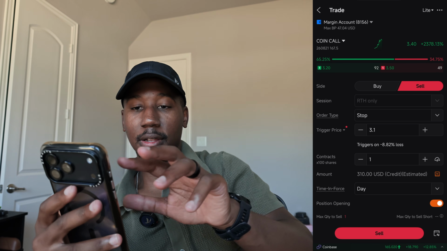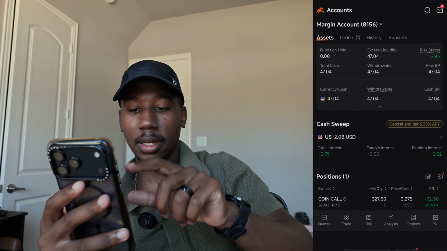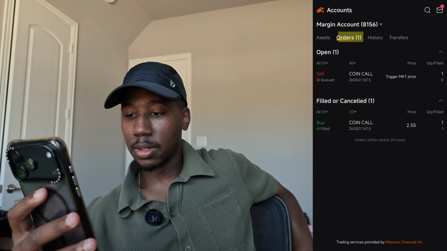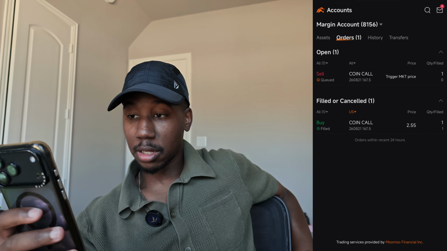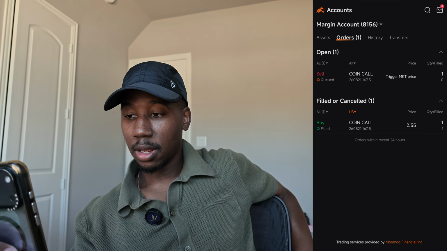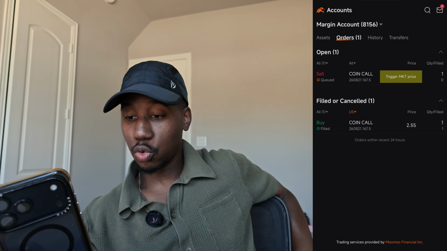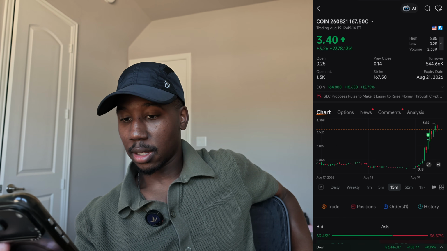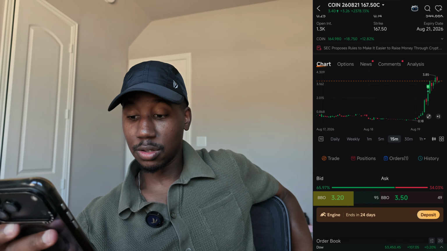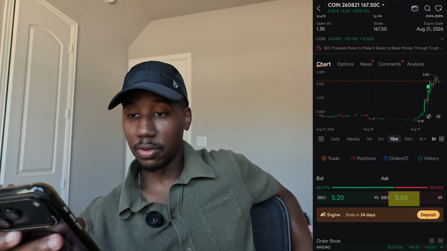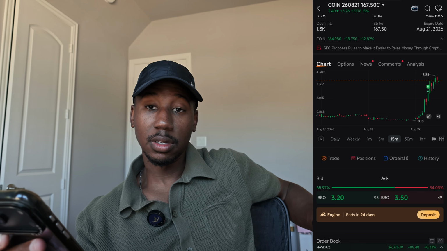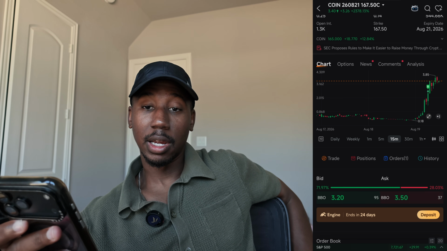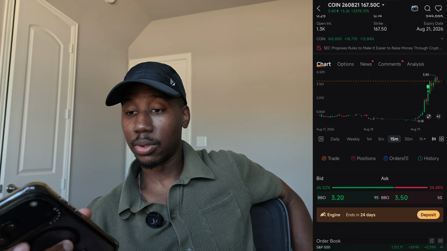All right, and looking at it, if we go back, look at the position and look at my orders, you can see I bought this for $255. I have a market price trigger on this. And I can see the bid is at 320, ask is at 350. If this contract pulls back to 310, I'm sold out of this contract and my order gets filled.